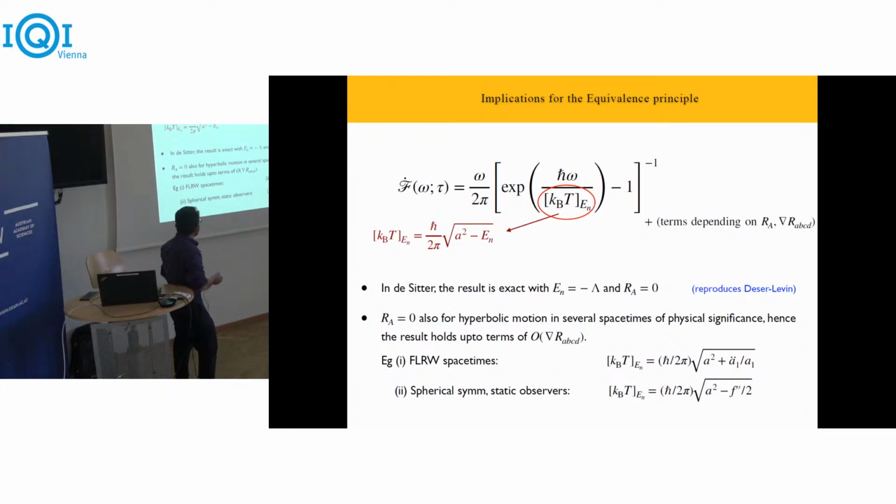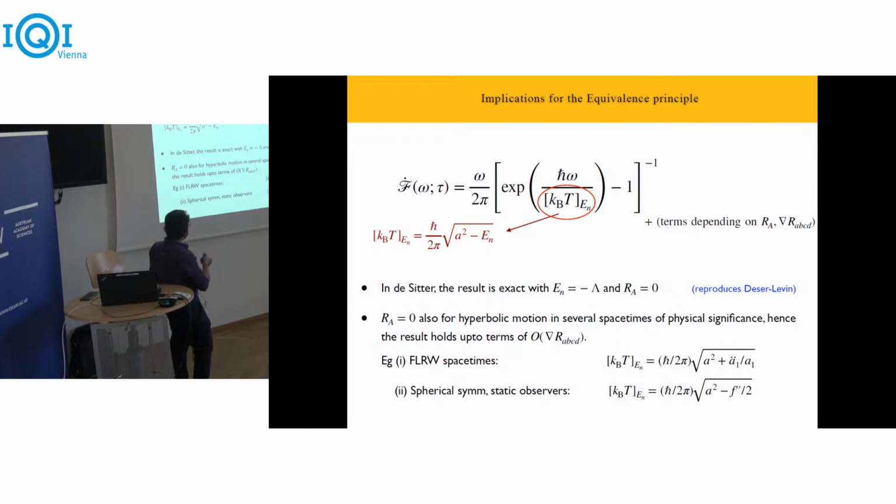In de Sitter, I can show that all the extra terms, the approximation ones, are actually 0 by symmetry, and you get a result which is essentially equivalent to the well known Deser-Levin result, that is the GEMS approach. You put an accelerated detector in de Sitter, that is the temperature it will see, the effect of the cosmological constant. Okay. So, that is a good check.